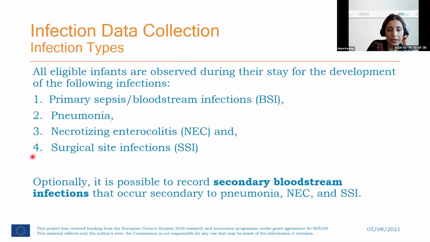We have 4 types of mandatory infections, the infections that are mandatory to report and submit when they occur: primary sepsis / bloodstream infections, pneumonia, necrotizing enterocolitis, and surgical site infections. As the 5th infection, we have the secondary bloodstream infection that is optional to record. You can choose whether to collect data on that or not. Important to say, these are secondary bloodstream infections that occur secondary to pneumonia, necrotizing enterocolitis, or surgical site infections.